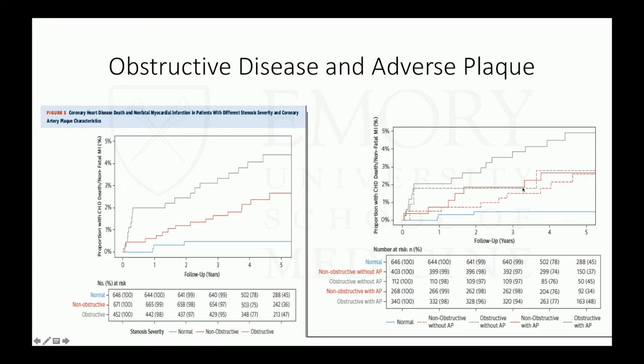But when you further assess them by both stenosis severity and by the presence or absence of adverse plaque, you see that non-obstructive disease with or without adverse plaque essentially behaves the way obstructive disease without high-risk features. Really, the patient that's most likely to benefit and has the highest risk of an adverse event is that patient that has both obstructive plaque with high-risk features. And so I think really this is that group, if we can target it, that we really want to target the most for referral for Cath.